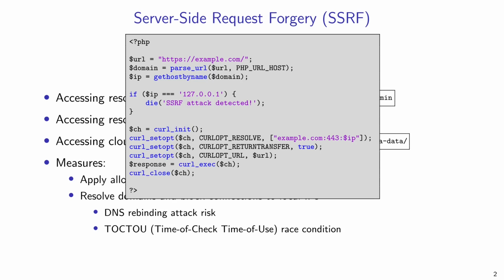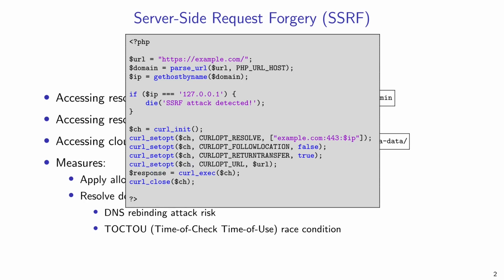In addition, we need to make sure that the HTTP client we use to fetch the resource does not follow HTTP redirects. Otherwise, our check can be easily bypassed by the server redirecting our client to another, potentially internal resource. In curl, we can disable redirects by setting the follow location option to false. In the case of curl, this flag is already set to false by default, but that might not be the case for other HTTP clients.